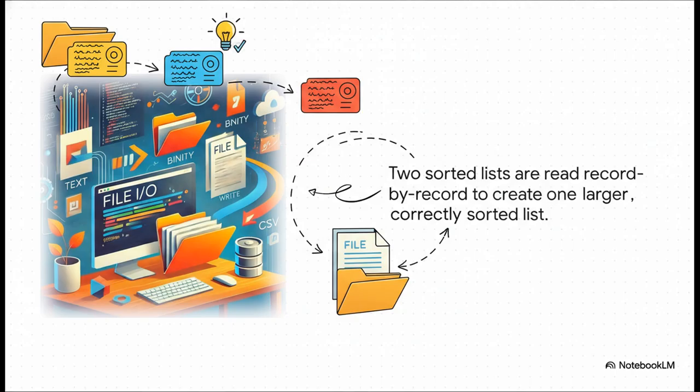It's actually pretty elegant. The program basically just looks at the very first line from both files, it compares them, decides which one should come first alphabetically, grabs it and writes it to the new merged file. Then it just takes the next line from the file it just pulled from and does the comparison all over again. It's this little dance of compare and write, over and over, until you've built one big, perfectly sorted file.